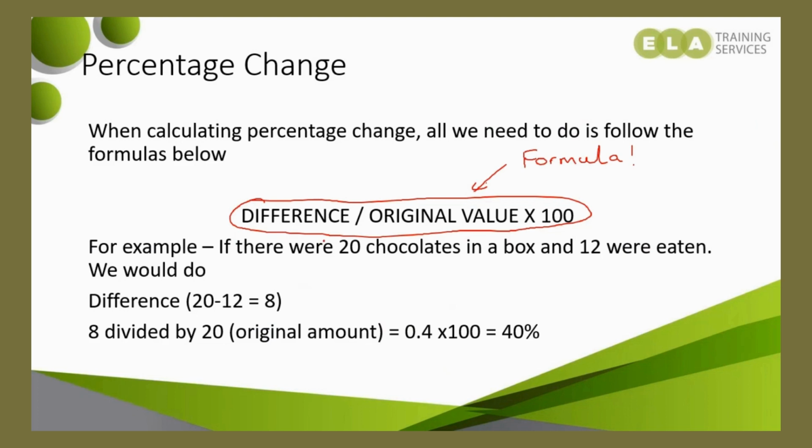So for example, if there were 20 chocolates in a box and 12 of those chocolates were eaten, how would we work out what percentage it had changed by? So we do the difference between our original value and our new value. So 20 take away 12 is 8. We then divide that 8 by the original amount of chocolates in the box. So 8 divided by 20 gives us a decimal of 0.4. And then we multiply by 100, which gives us 40%. So the quantity in the box has reduced by 40%.